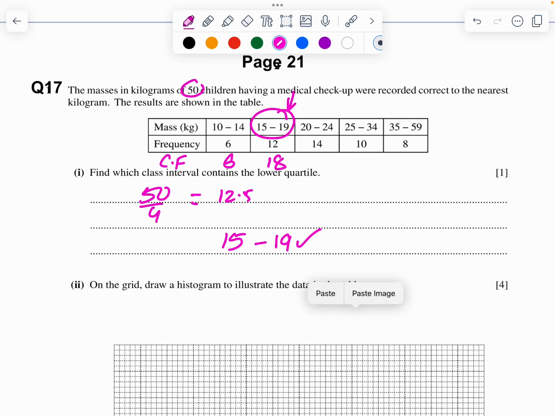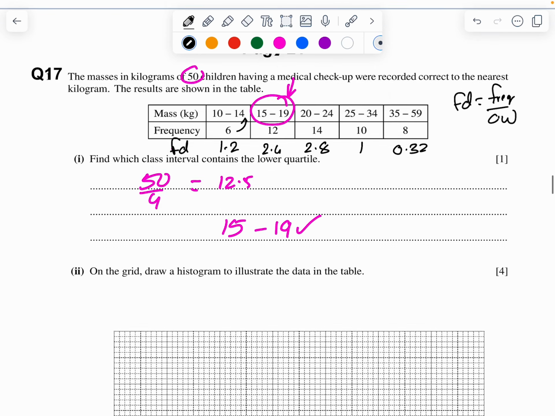Draw the histogram. For drawing the histogram, I should first find the frequency density: frequency divided by the class width. So it's 6 divided by 5, which is 1.2. 12 divided by 5, again 2.4. So 2.8, 1 and 0.32. Frequency density is frequency divided by the class width.